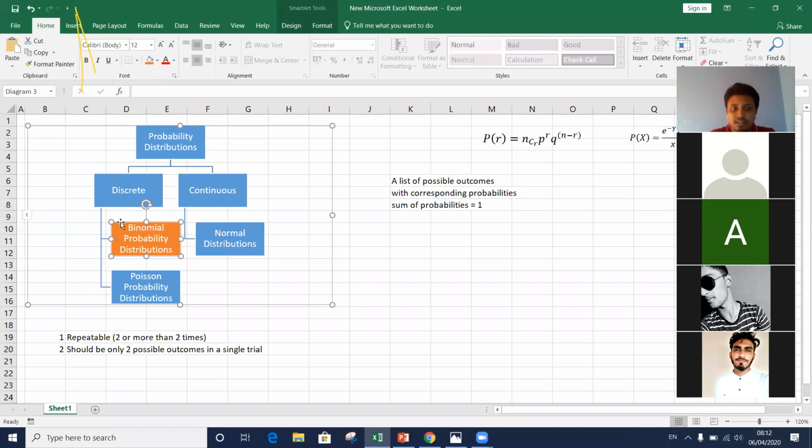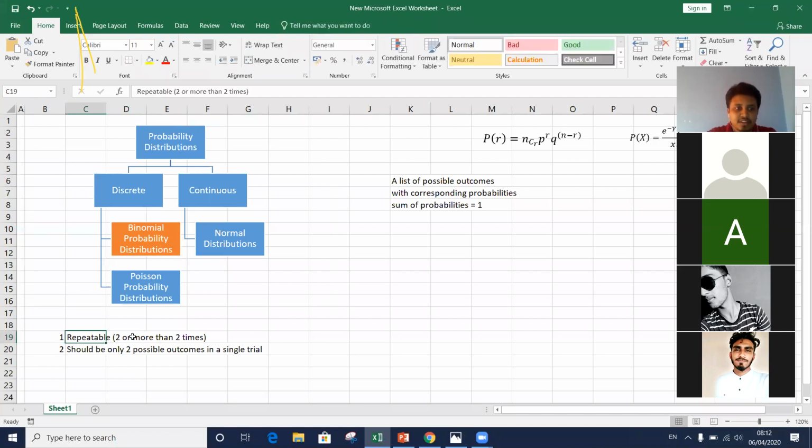So we cannot consider it as a binomial distribution, right? There should be only two possible outcomes. If I say it like this, face an exam 4 times. Exam එක හතර වතාවක් ලියන එක. Can we consider it? Yes, it is repeatable. And if we consider one single trial, what are the two possible outcomes? Either you can pass or you can fail, right?